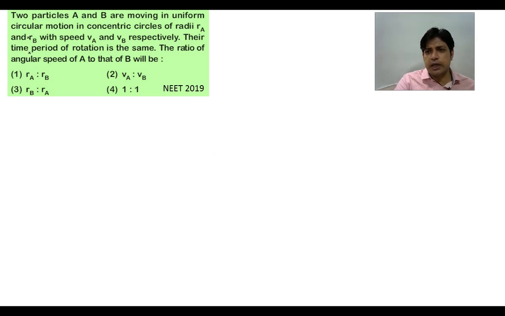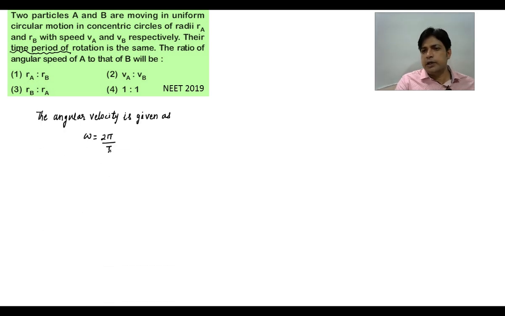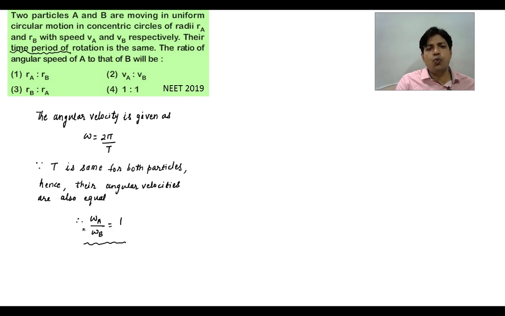NEET 2019. Two particles A and B are moving in uniform circular motion in concentric circles of radii RA and RB with speed VA and VB. Their time period is same. This is a very important word which you need to see. Time period is same, ratio of angular velocity. Now, very simple, omega is 2 pi by T. If T is same, omega is same. So the ratio will be 1:1.